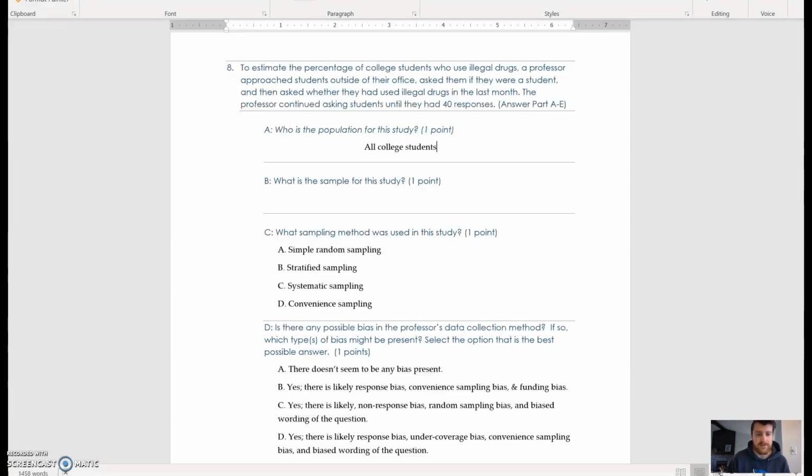Well, we take a sample. So a sample is where you find part of the population, survey them, and then use what they told you to make assumptions about the whole group, all college students, about the population. So the sample here was the 40 students at this college.